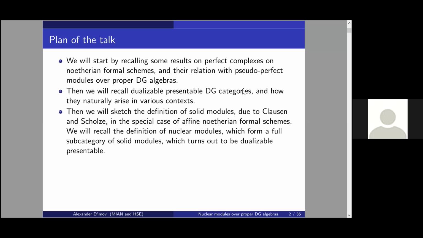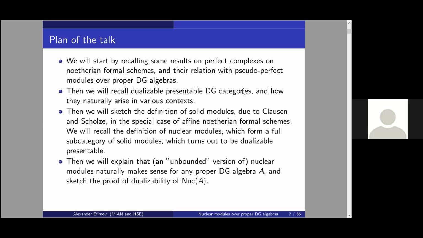Then I will sketch the definition of solid modules. This is part of condensed mathematics, due to Clausen and Scholze. And I will again specialize just to the case of basically affine Noetherian formal schemes, and then recall the definition of nuclear modules, which form a full subcategory of solid modules, which turns out, quite surprisingly for me, to be dualizable presentable.